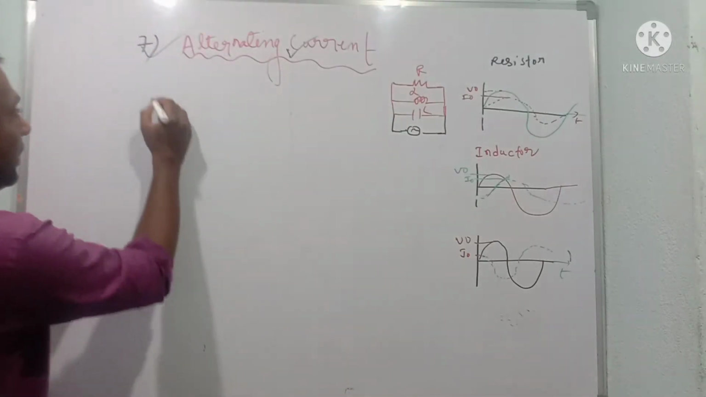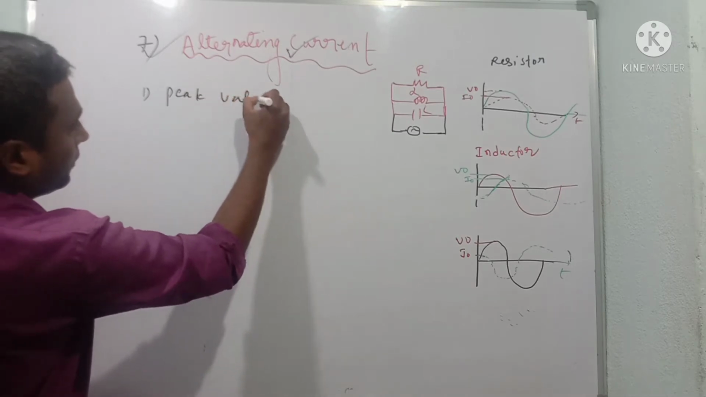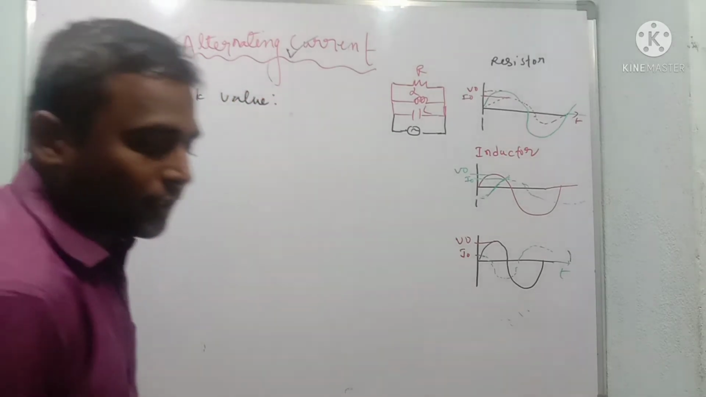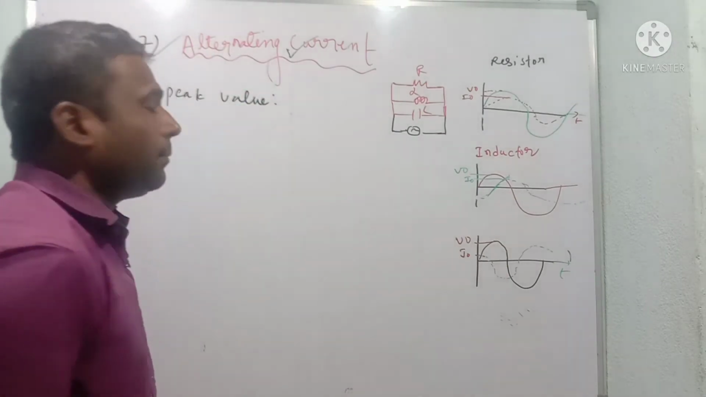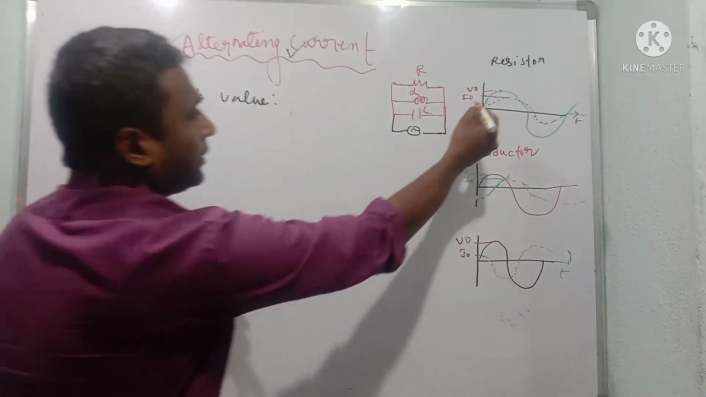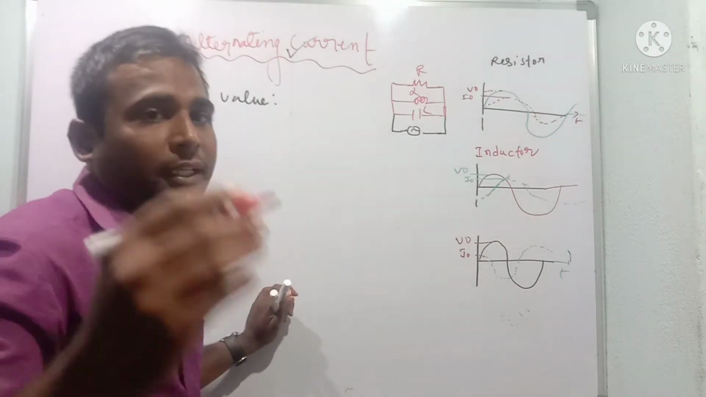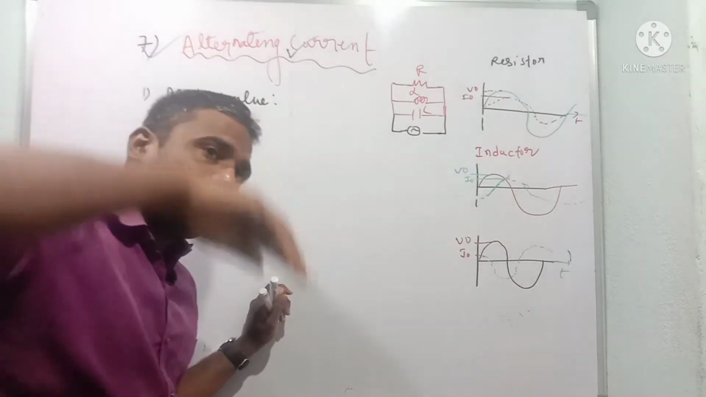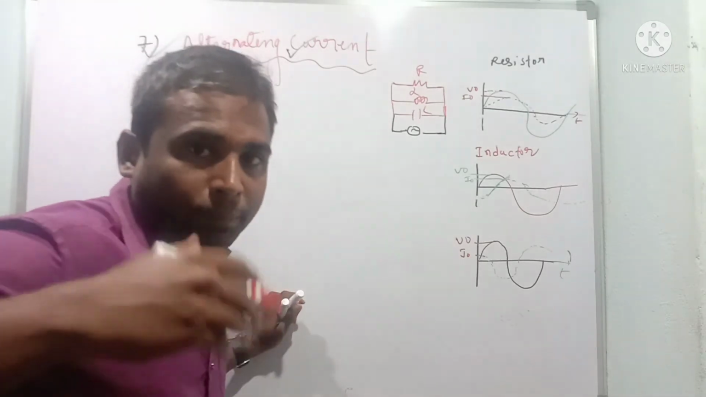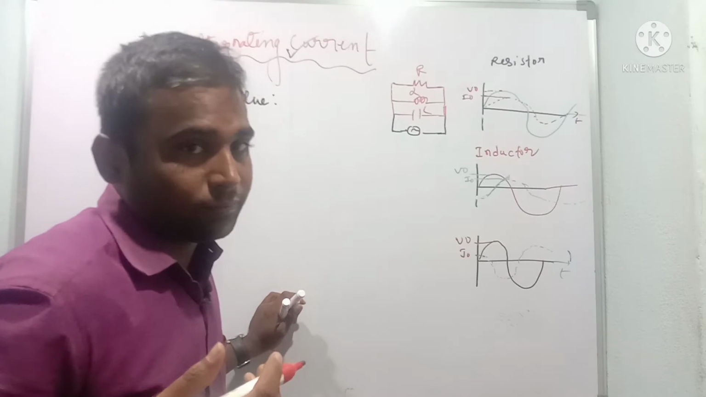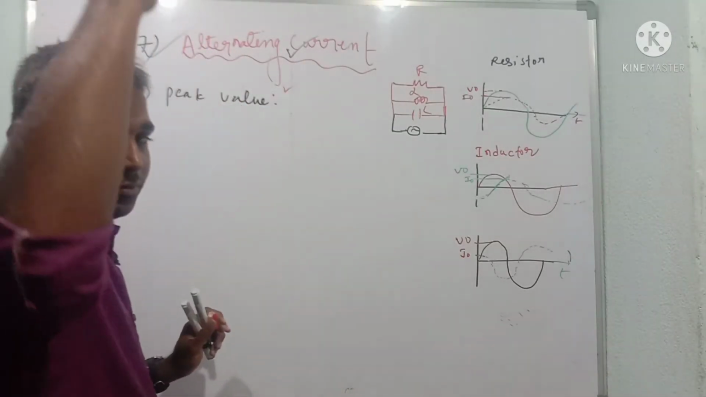The first one is peak value. What is peak value? It's very simple. Peak means the maximum value. The maximum value of voltage and current is called the peak value. Maximum voltage means the peak value of the voltage, and maximum current means the peak value of the current. So the peak value is nothing but the maximum value.